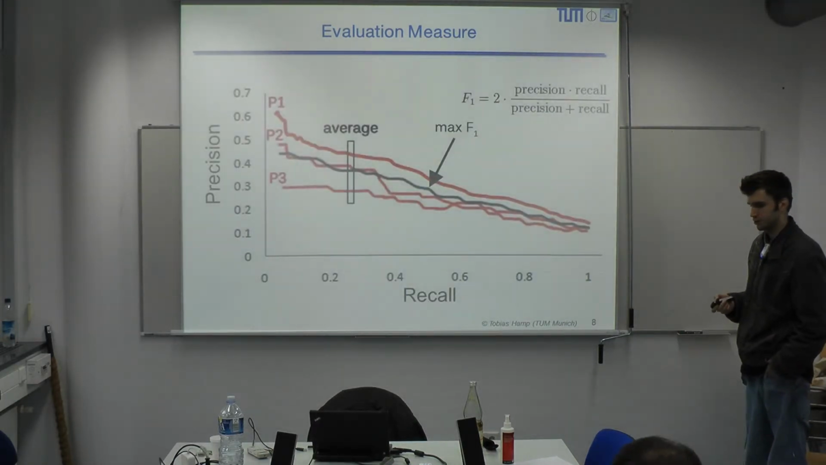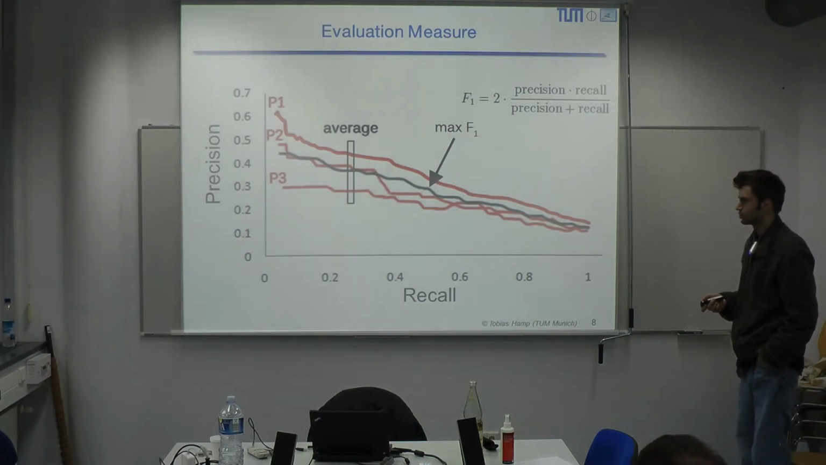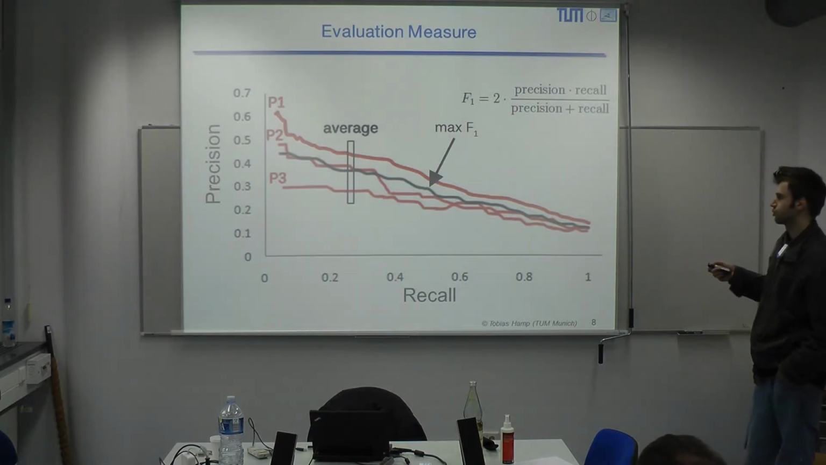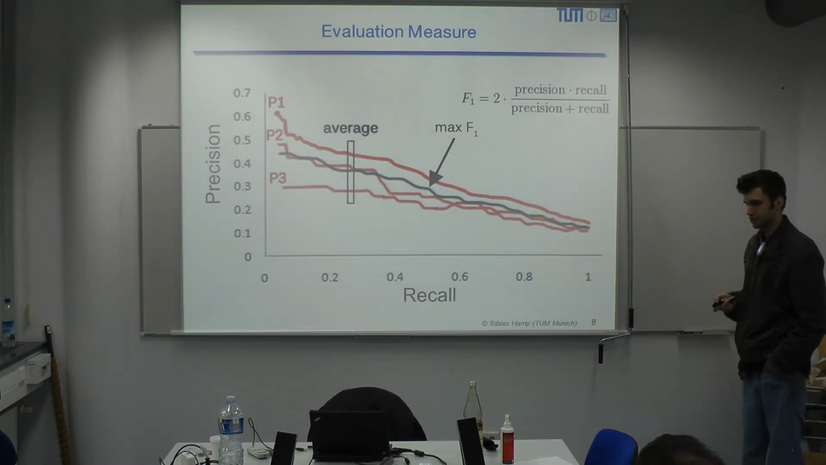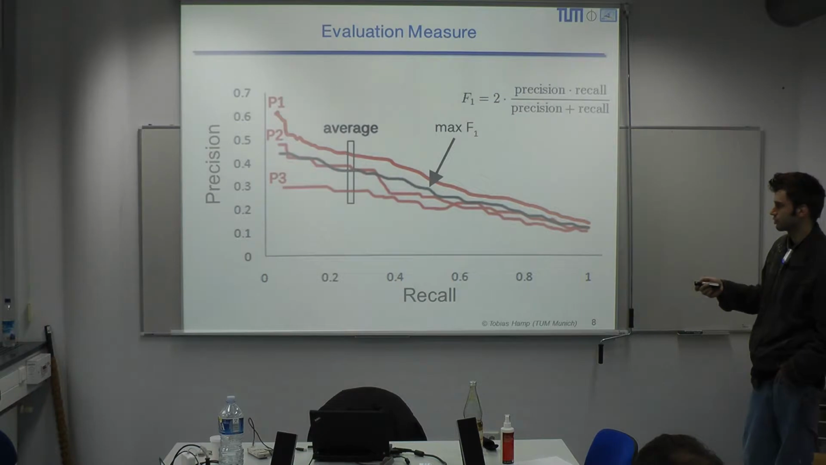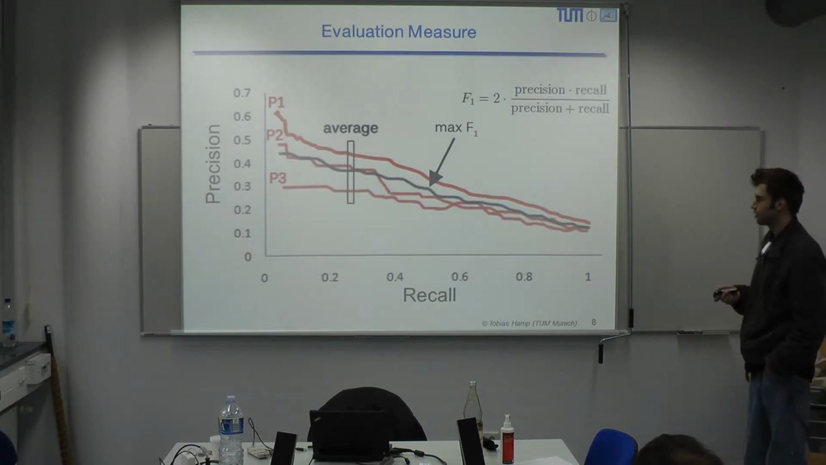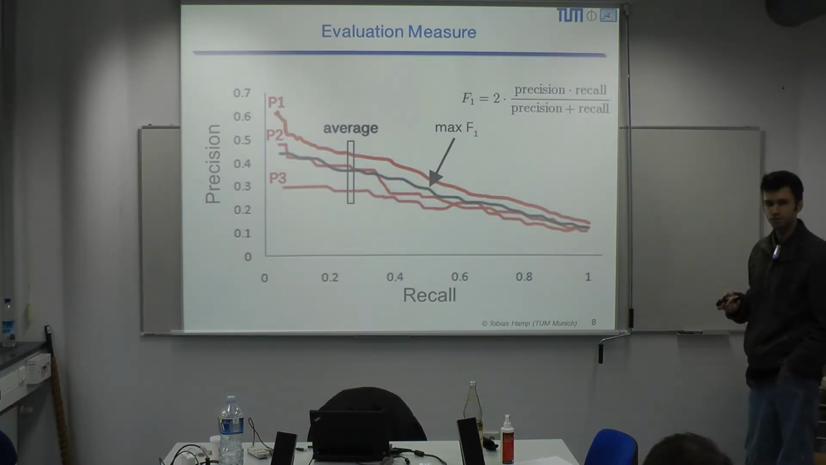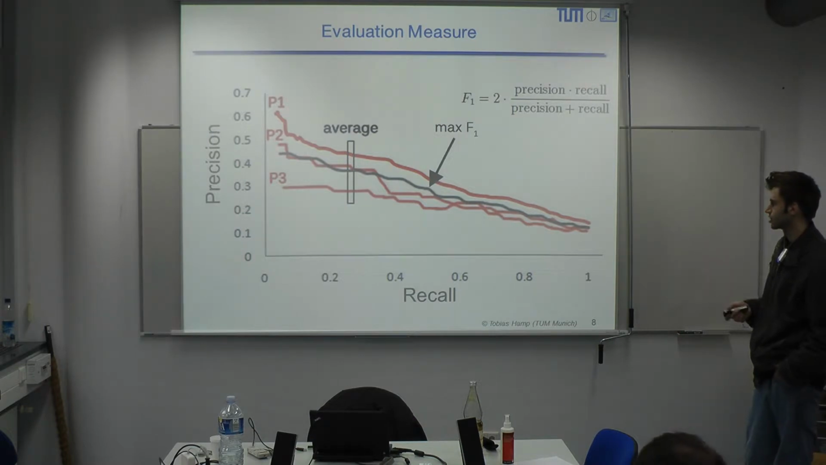And if you repeat this for one protein and many thresholds, you get a recall precision curve for this one protein. You repeat this again for many proteins and you get multiple curves. You average over all the curves to get one curve for your entire method. And if you want to boil down your entire method to one point, you calculate the so-called maximum F1 score.